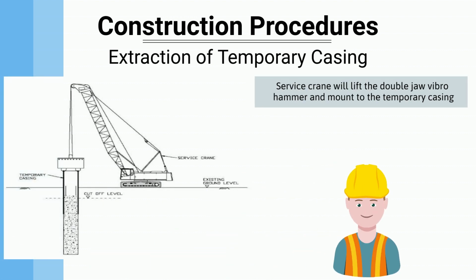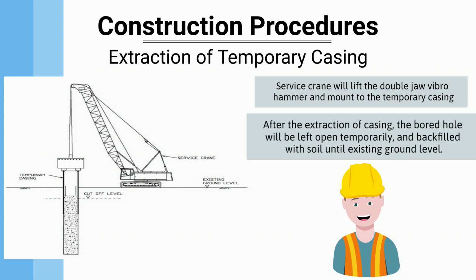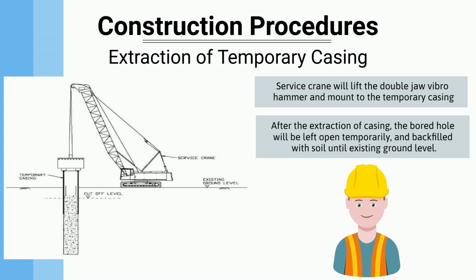Extraction of temporary casing. Service crane will lift the double jaw vibro hammer and mount to the temporary casing. After the extraction of casing, the bored hole will be left open temporarily, and backfilled with soil until existing ground level.